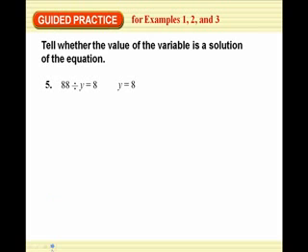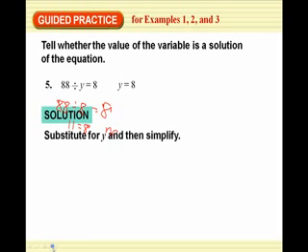88 divided by y equals 8. So we put 88. They say to put 8 in equals 8. Well, 8 goes into 88 11 times, and 11 does not equal 8. So we will say no, it is not a solution. Nope.